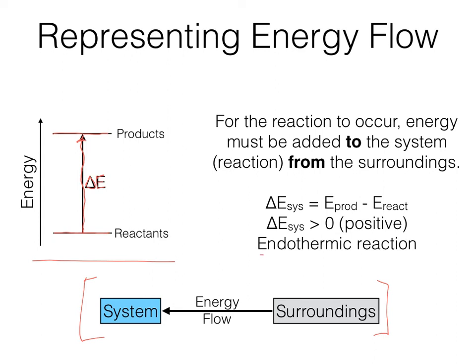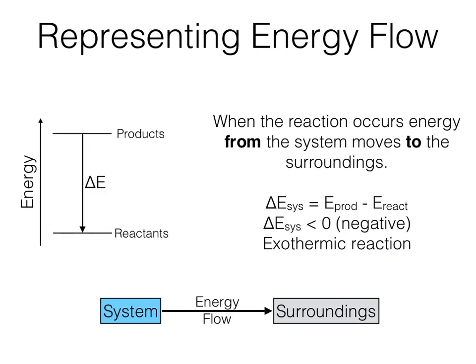So in this example, we have an endothermic reaction, which is defined as energy is added to the system. Endo goes into the system from the surroundings, or that the products have more energy than the reactants. Endothermic, the delta E of the system is greater than 0, positive. The opposite is what is known as an exothermic reaction, and that's where the energy flows from the system to the surroundings, or that the products have less energy than the reactants. So in exothermic systems, the delta E of the system is less than 0, so it's negative.